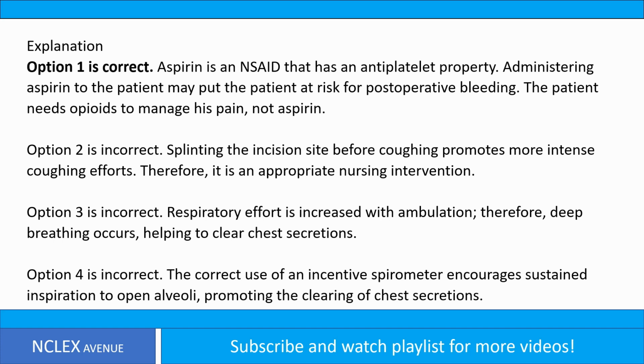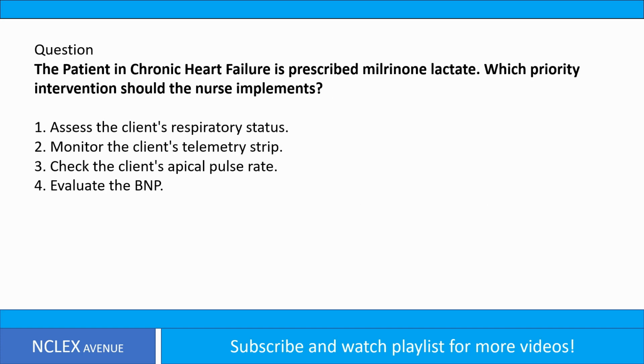Option 3 is incorrect. Respiratory effort is increased with ambulation, therefore, deep breathing occurs, helping to clear chest secretions. Option 4 is incorrect. The correct use of an incentive spirometer encourages sustained inspiration to open alveoli, promoting the clearing of chest secretions. Question. The patient in chronic heart failure is prescribed Milrinone lactate.